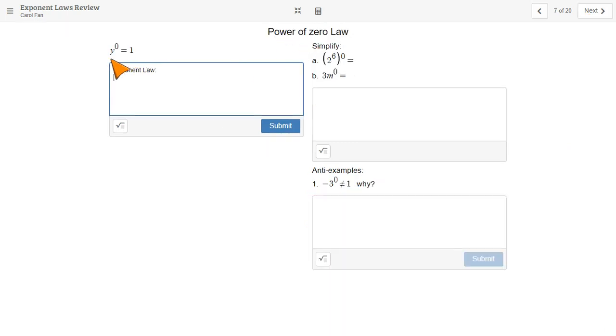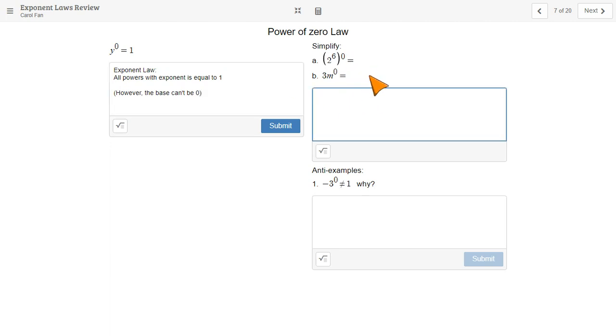Power of 0 law. Y to the power of 0 is equal to 1. What that says is all powers with exponent 0 are equal to 1. Now, there is one caveat. Our base can't be 0. Okay, so let's do two examples. 2 to the power of 6, all to the power of 0. Our entire base is applied to the 0. So our final answer is 1.